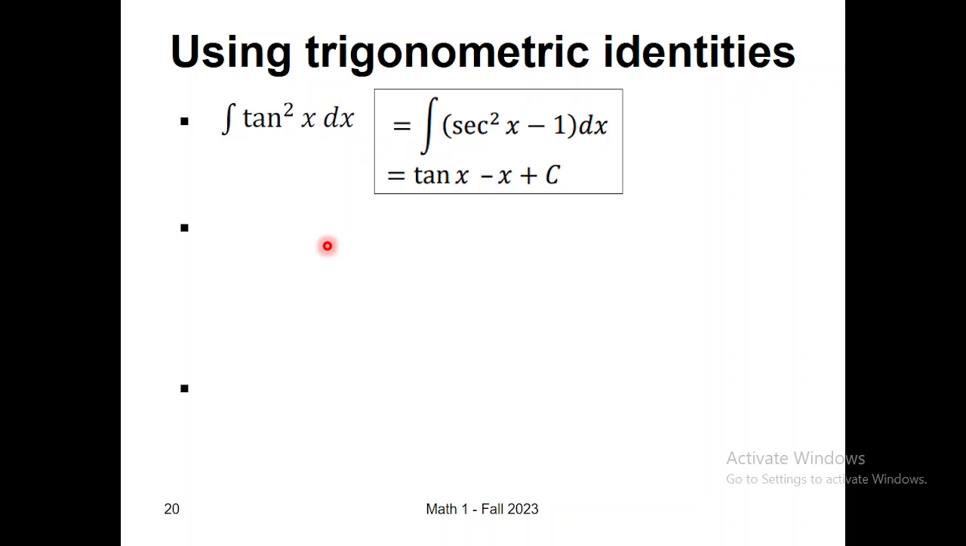What is the benefit of this? The benefit is that integration of sec squared is known. It is tan x, because the derivative of tan equals sec squared. So for tan squared, we don't know the integration of tan squared. So we convert it into sec squared, because we know the integration of sec squared. Integration of 1 equals x.